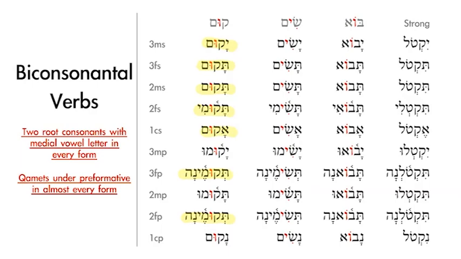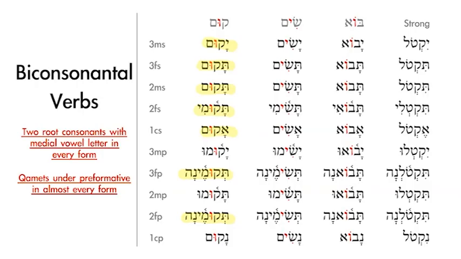The medial vowel letter highlighted in red makes identification of the lexical form easy, and the afformatives have not changed at all in any of those five forms. So the preformative consonant and the afformatives are unchanged. The preformative vowel is now qamets.